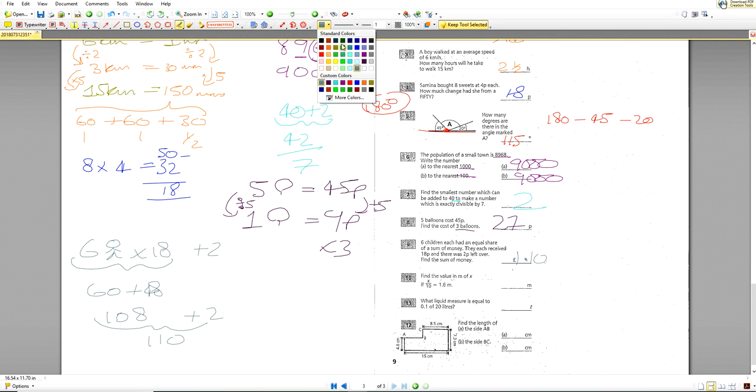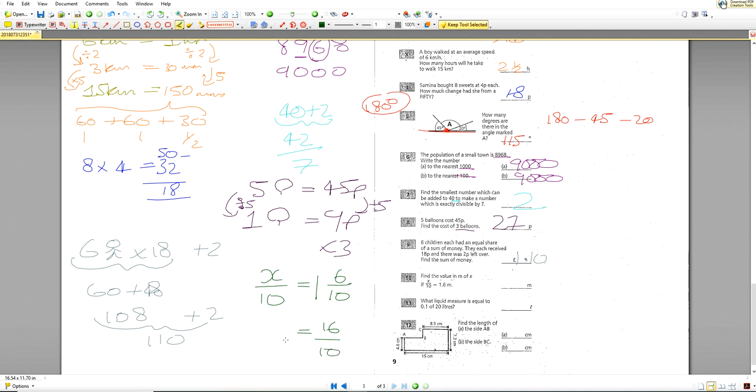Next color, dark green. Find the value in meters of x. Okay, let's have a look. So we have x divided by 10 is equal to 1.6. 1.6 is 1 and 6/10. If I make it top heavy, 10 times 1 is 10, add 6 is 16. That makes more sense. So if you look at this equation, like for like, the x value is right there. So x is 16. Done.